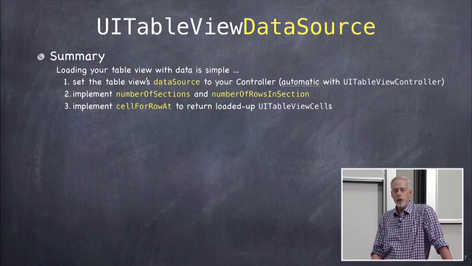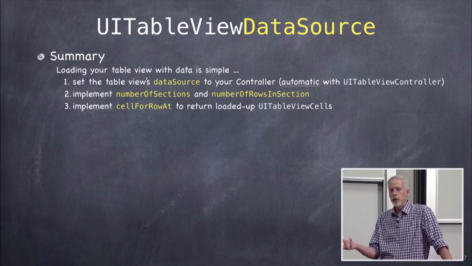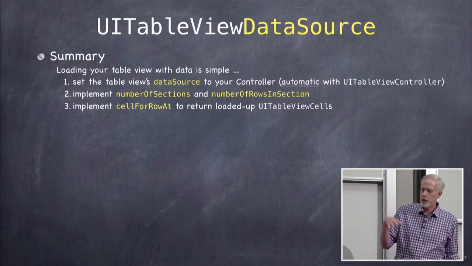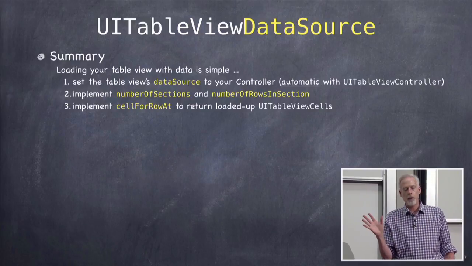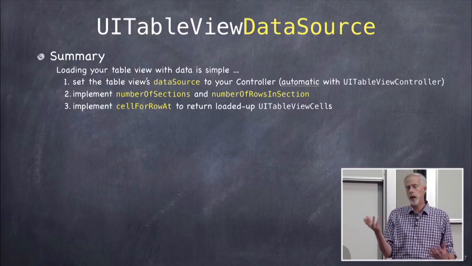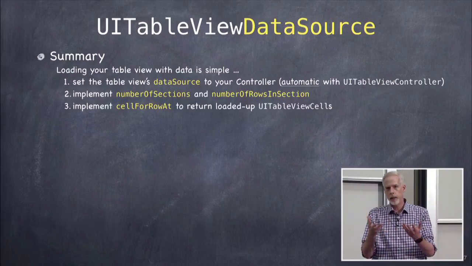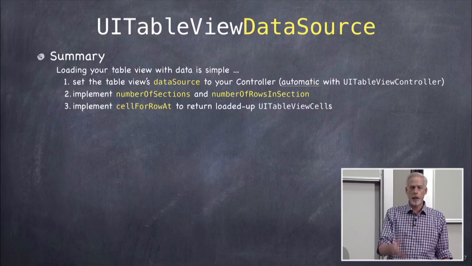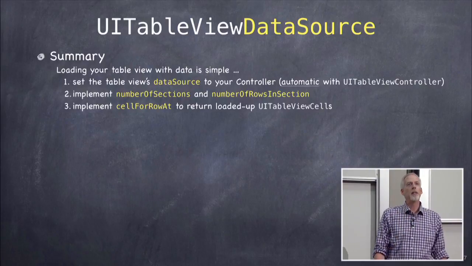Okay, so the summary is, you set the TableView's data source, that's automatic if you're using UITableViewController, you implement number of sections and number of rows, and then you implement cell for row at, and give back a TableViewCell, either a custom subclass if you're doing custom, or just setting the detailed text label and the normal text label if you're not. Question?